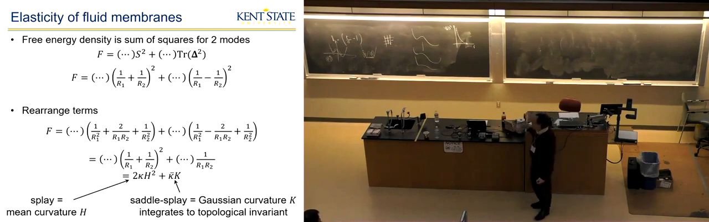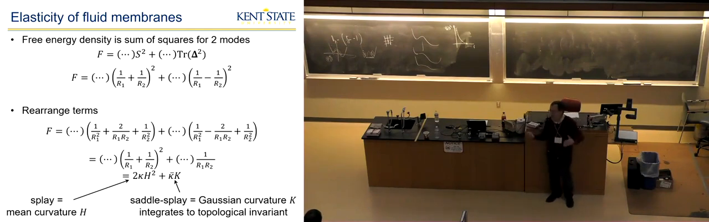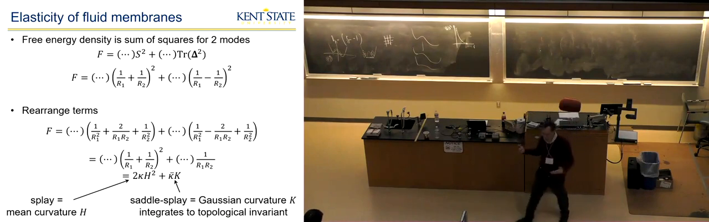So here, I just wanted to point out, this is like the splay squared plus this extra thing proportional to Gaussian curvature. So that's the way I would perceive the Helfrich free energy.